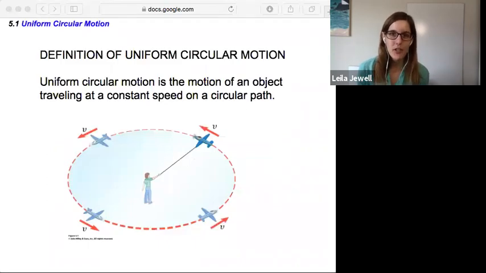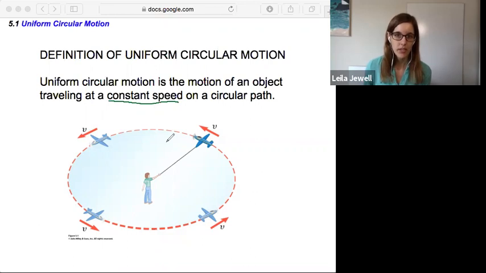All right, so first, what is uniform circular motion? Uniform circular motion is the motion of an object traveling at a constant speed on a circular path. So the constant speed is a key detail here. The speed isn't changing. Notice it is speed though. This is an instance where speed and velocity are different, because it turns out the velocity will be changing in order for it to stay on this circular path and continue to move around and around.